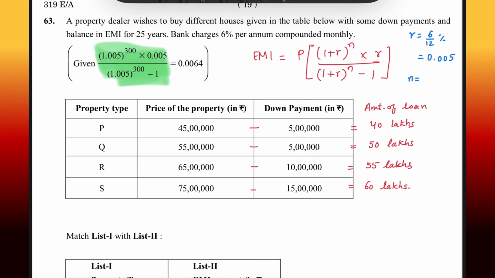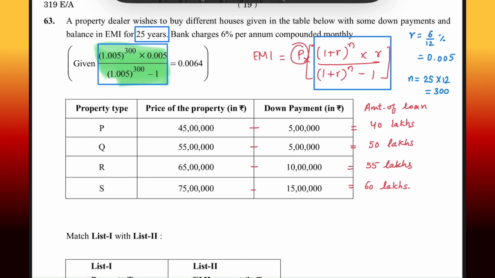What is the number of installments? You have the installments for 25 years, so the number of installments is 25 into 12, that is 300. So this is already given, right? This factor here is already given. So you just have to multiply P by 0.0064. You need to multiply every number by this factor.